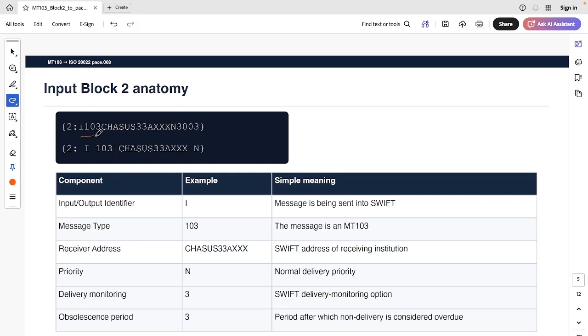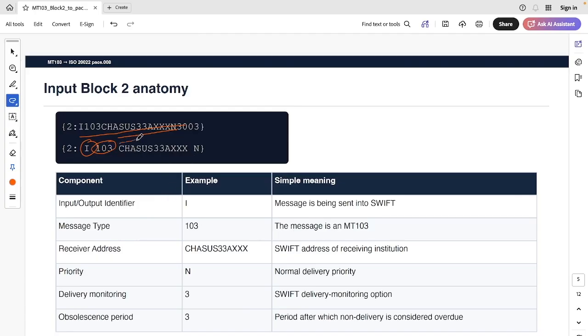Now let us break down an input block field by field. You see this particular sample. I have tried to break it down with spaces between each unique character. The first character is I. This represents whether it is an input or output identifier. Here the value is I, which means the message is being submitted into the Swift FIN network by the sending institution. So this character is only a FIN message direction indicator. It does not mean that the underlying customer payment is a debit or credit transaction. The next three characters are the message type. The value is 103, which identifies the message as an MT103 single customer credit transfer.